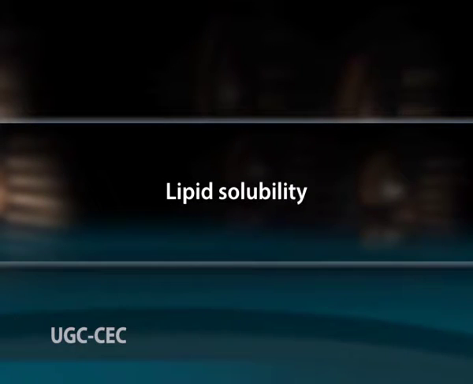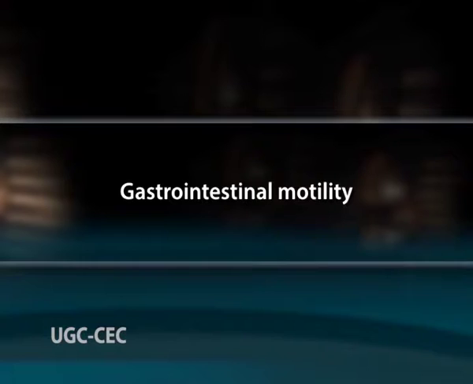Now let us see the lipid solubility. Lipid soluble drugs are absorbed faster and better by dissolving in the phospholipids of the cell membrane. Gastrointestinal motility. Gastric emptying time. If gastric emptying is faster, the passage of the drug to the intestines is quicker and hence absorption is faster. Intestinal motility. When highly increased, as in diarrhea, drug absorption is reduced.